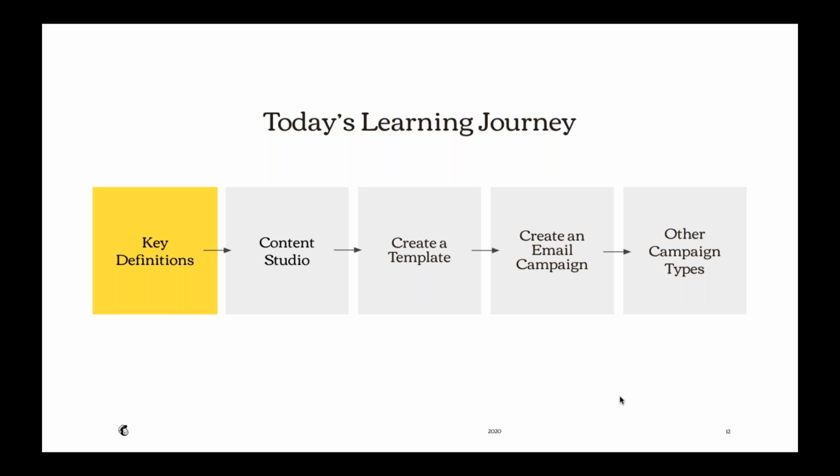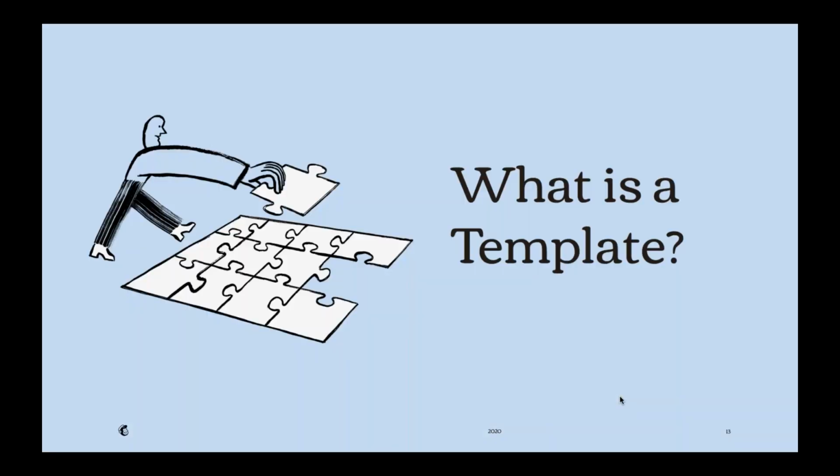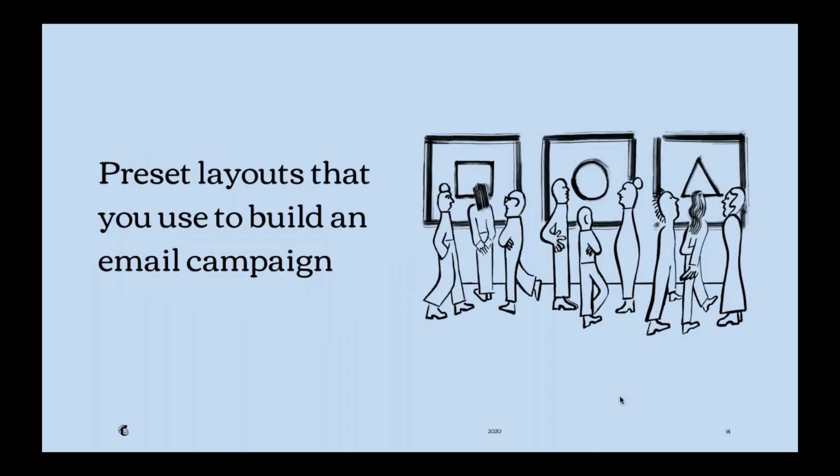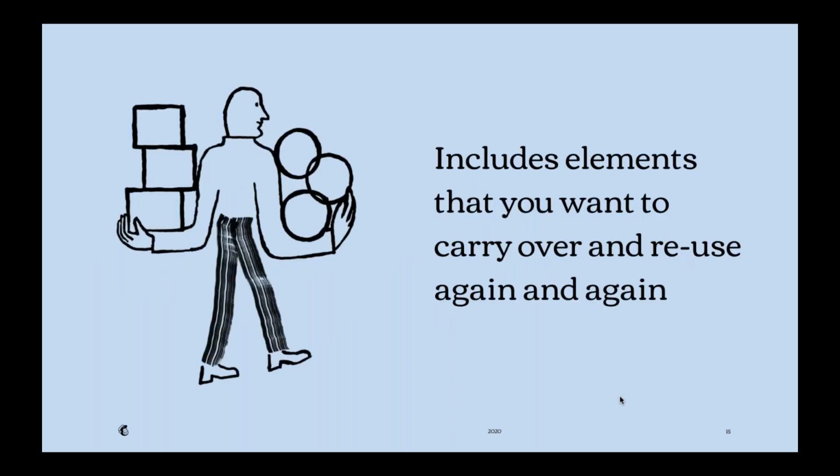Here, you'll see we're going to start with those key terms to know. When you design an email campaign in Mailchimp, you'll begin with the template. Templates are preset layouts that you use to build an email campaign. Your template should include elements that you want to carry over and reuse again, including recognizable elements of your unique brand, like your logo or a footer with your brand's social icons, which helps to maintain consistency across your messages.